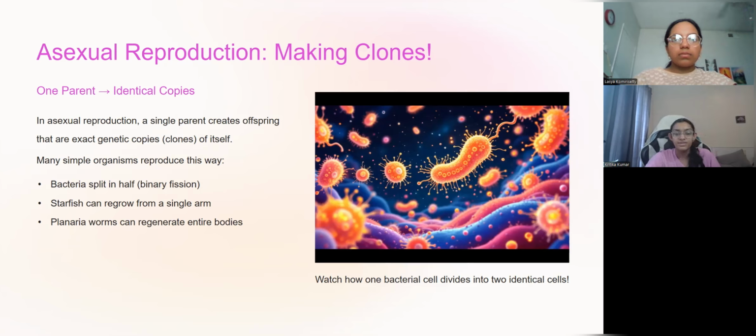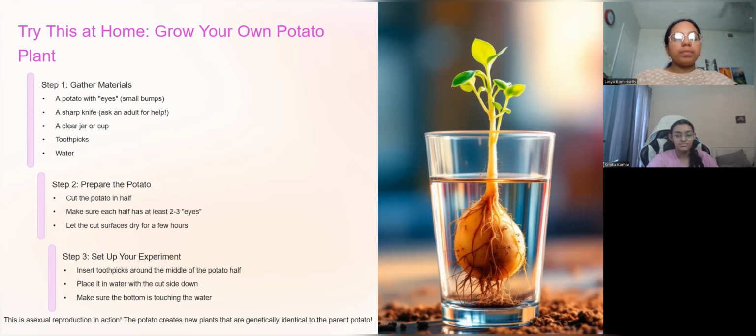Step two, prepare the potato. Cut the potato into a half. Make sure each half has at least 2 to 3 eyes. The eyes are like small bumps, like we talked about before. And let the cut surface dry for a few hours. Step three, set up your experiment. Insert the toothpick around the middle of the potato half. Place it inside of water with the cut side downwards and make sure the bottom is touching the water.